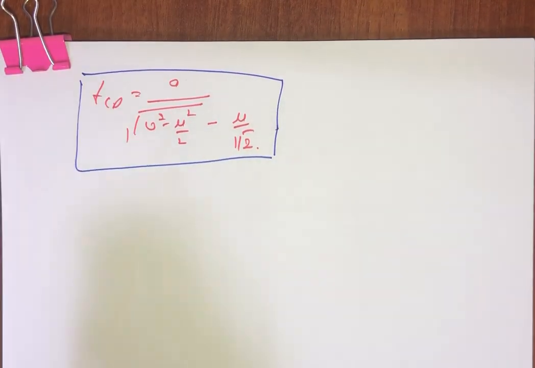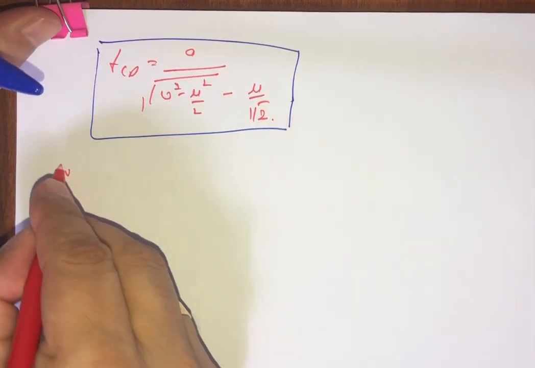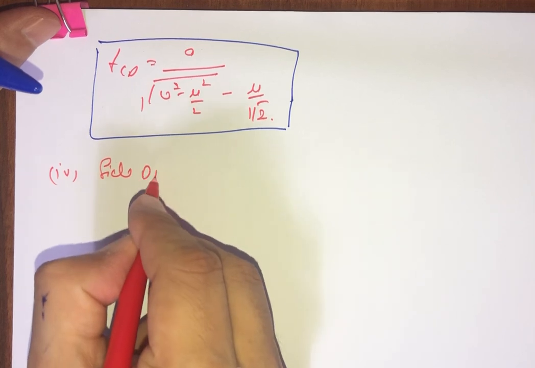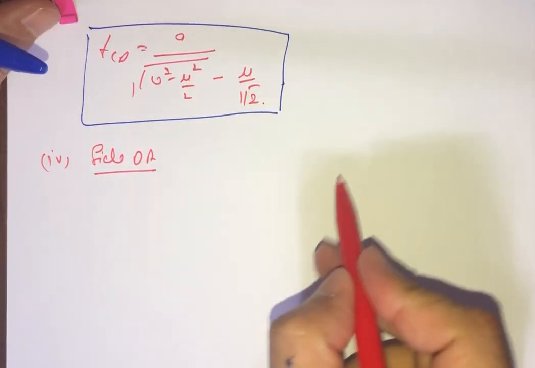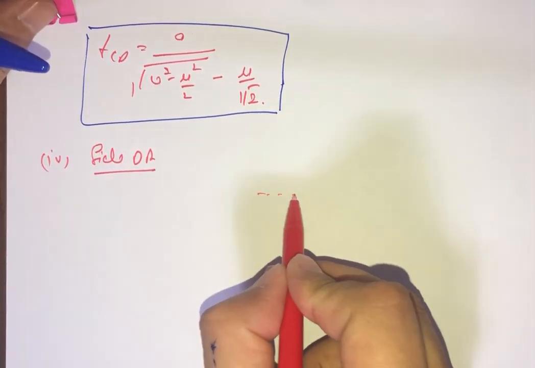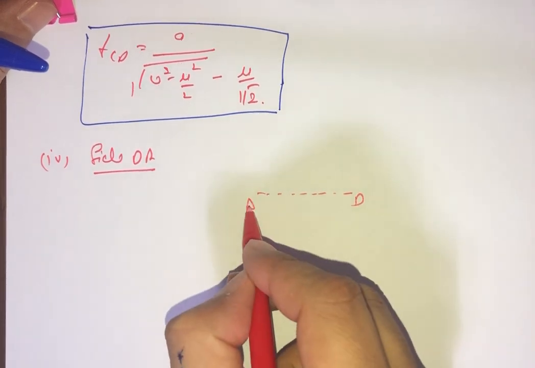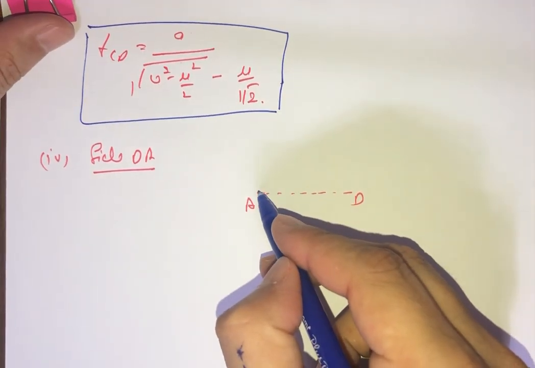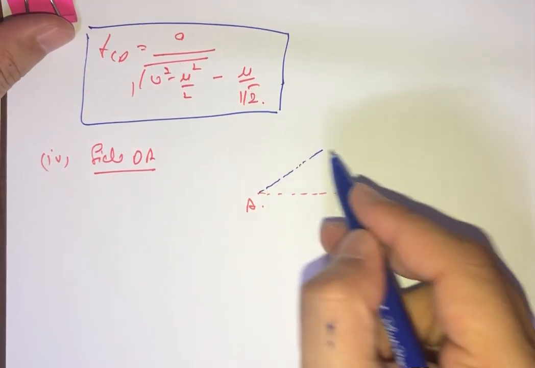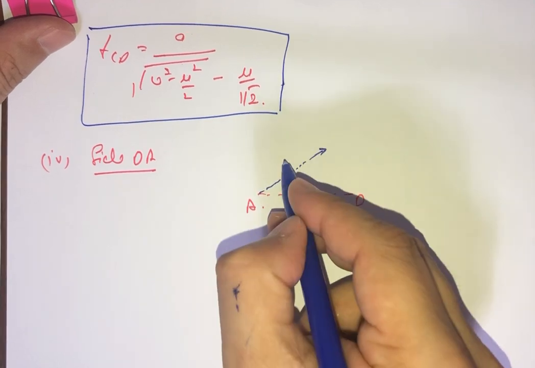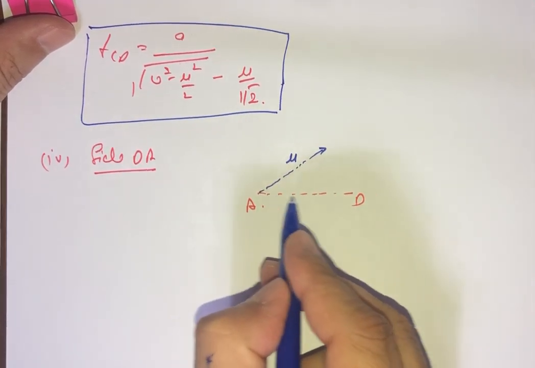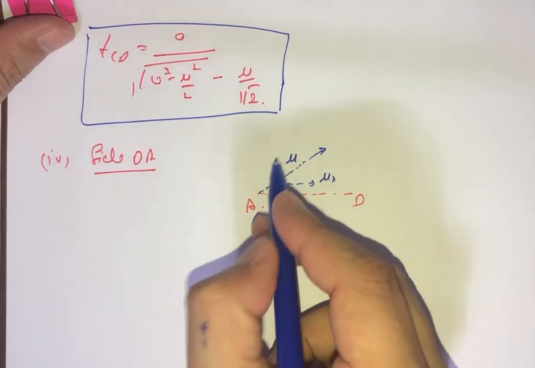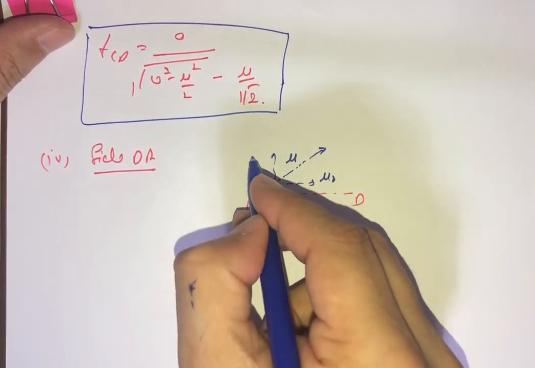And finally, that's the fourth one. We can say side DA. So now we want that the plane should be flying in this direction DA, but the wind direction is this direction. Okay, this is U. So once again it is going to have two components. One component will be in this direction, UX, and another component will be in this direction, that is UY.